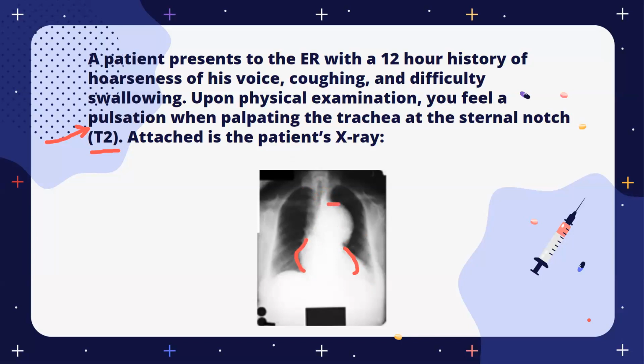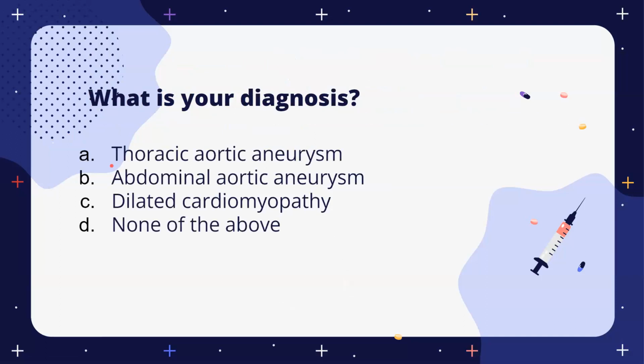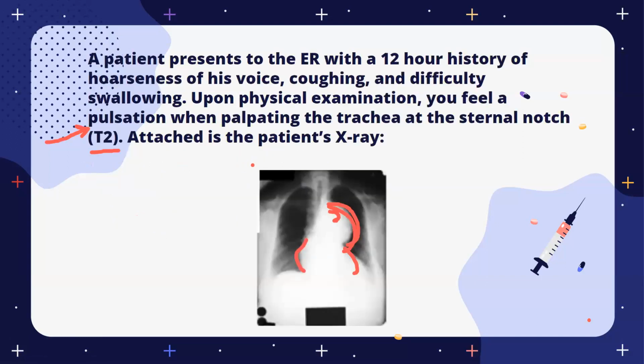However, you do see this right here. On a normal X-ray, the aortic knob is maybe this size. This is the size of the aortic knob. But here you can see that it's so huge. So this definitely would be some sort of a problem with the aorta. In this case, this is not going to be abdominal aortic because abdominal is so much lower down. This is a chest X-ray. Dilated cardiomyopathy, I don't think so. The heart looks a little bit dilated, but again, the aorta is what you need to look at. And because the aorta has ballooned, it's causing all of these symptoms in the patient.